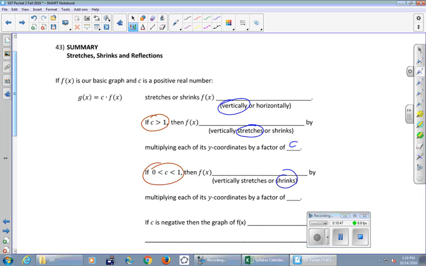By multiplying each of the y coordinates by a factor of, is it 1 over C? Got to remember, C is between 0 and 1. I mean, it's the same C, but I'll just put an example here. C might have been a half to start with, and you would look at that and say, oh, it's a half. It's a shrink by a factor of a half. Everybody gets multiplied by half.